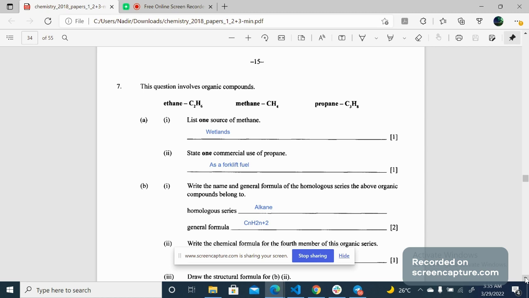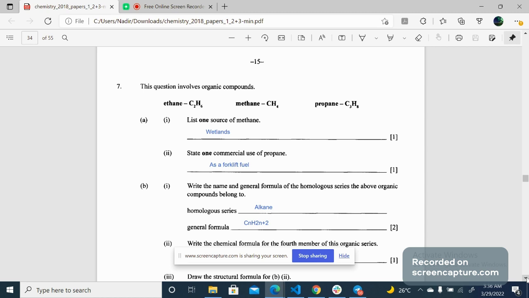Part two is asking us for one commercial use. As a forklift fuel, we can use propane. Propane has its utility as a fuel for the forklift. We only have to mention one of the common uses, so this is one of those utilities of propane. And subsection B, part one is asking us for the general form of the homologous series of the above organic compounds.